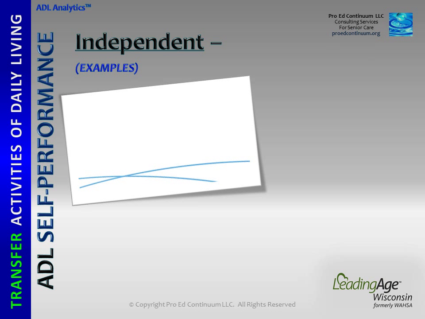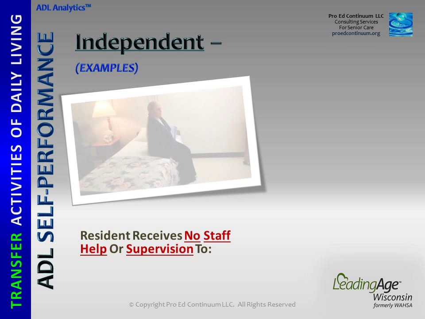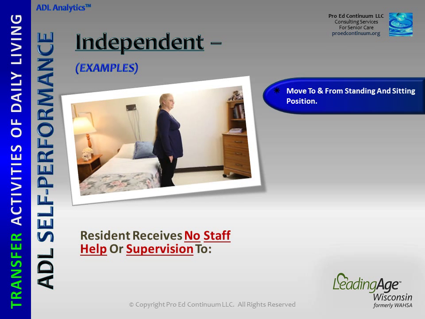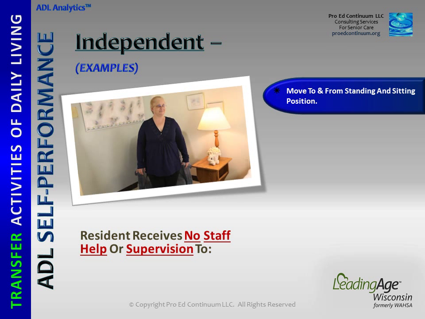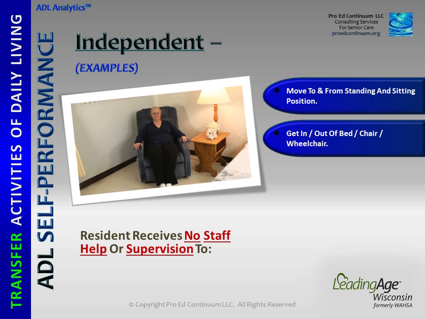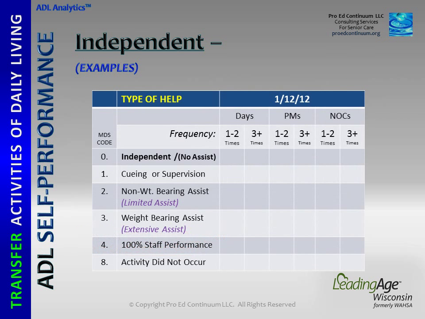Examples of independent include a resident's ability to complete the following tasks with no staff help or supervision. These tasks include a resident's ability to move to and from a standing or sitting position, or a resident's ability to get into and out of a bed, a chair, or a wheelchair with no staff help.